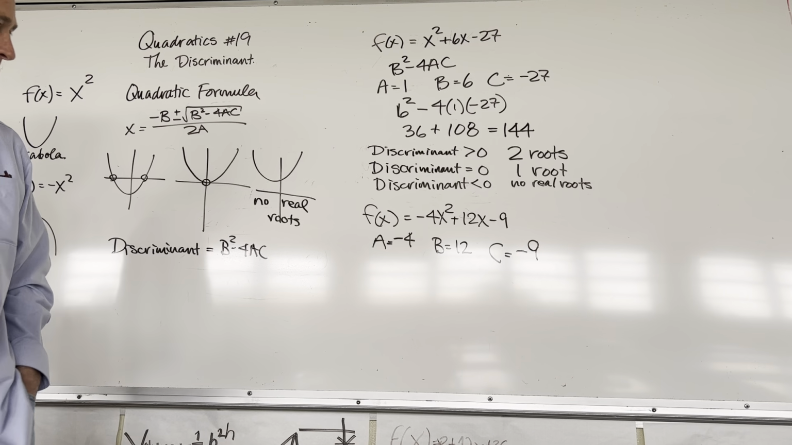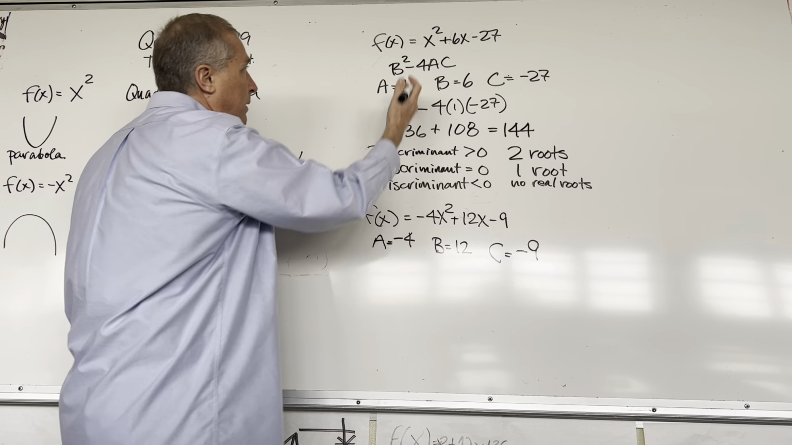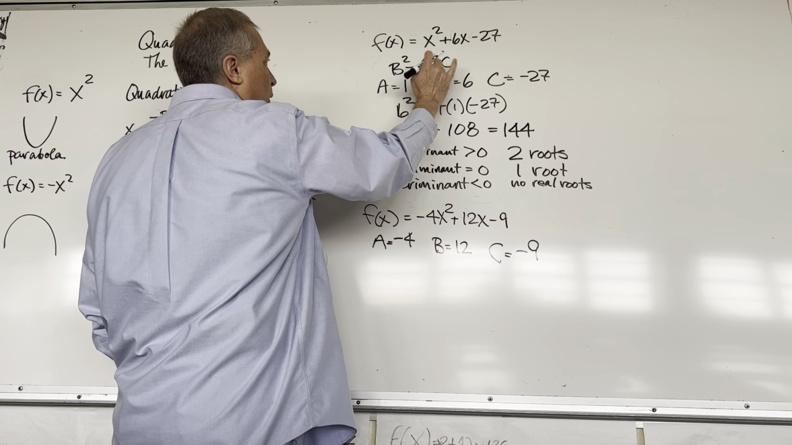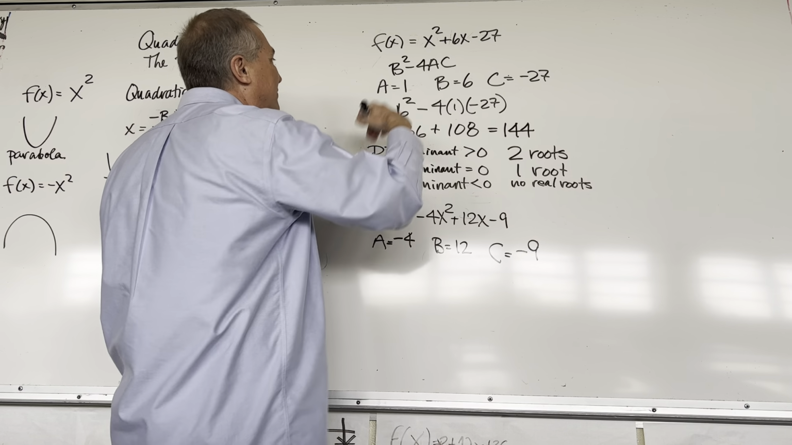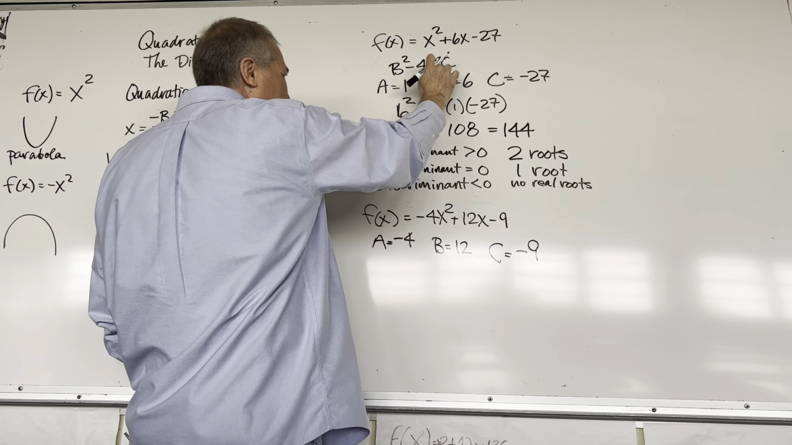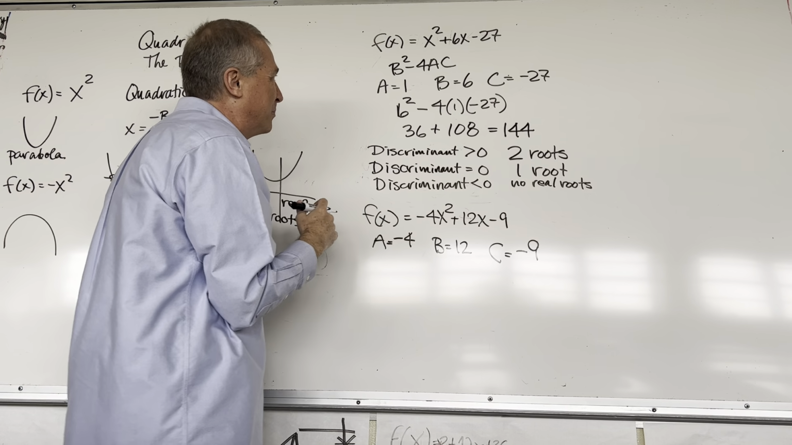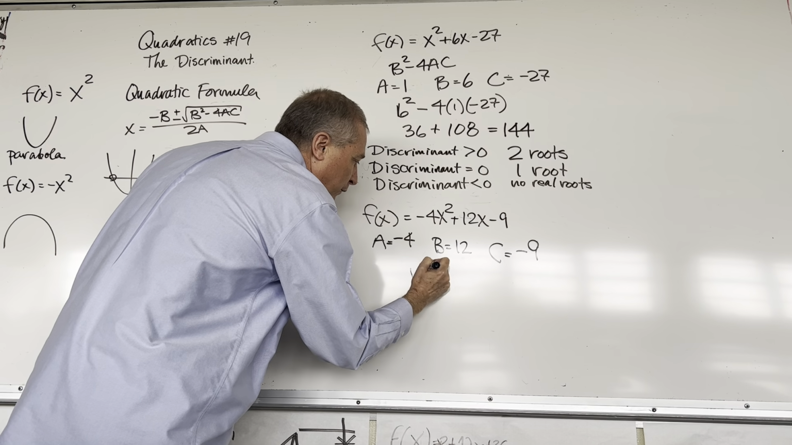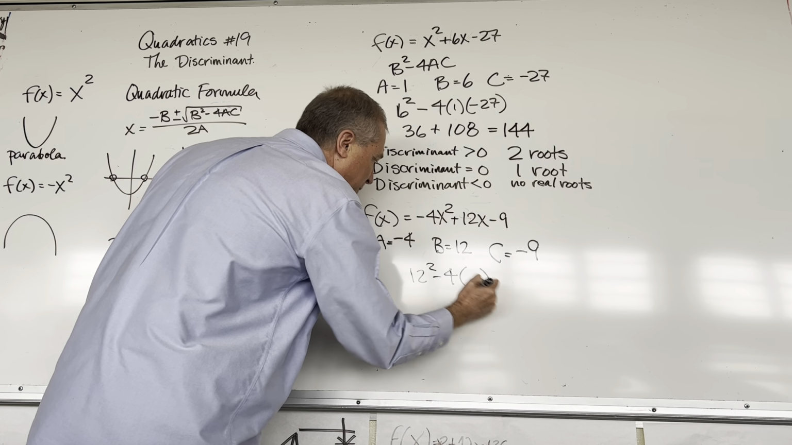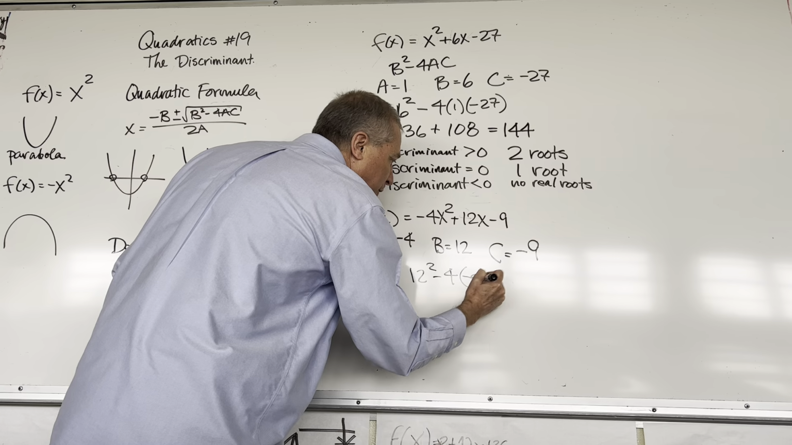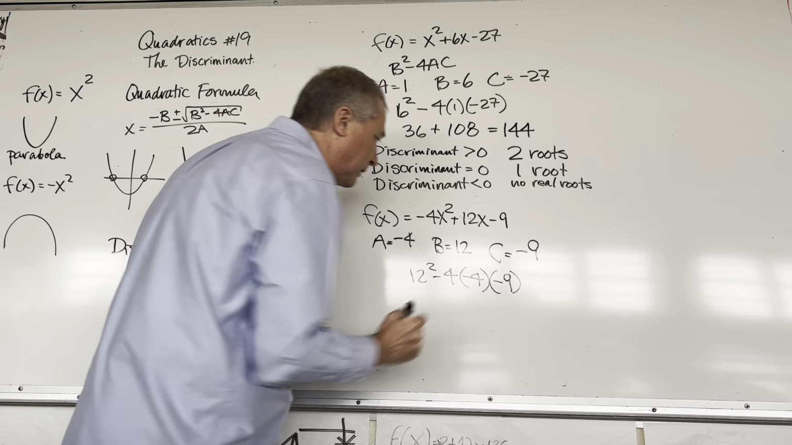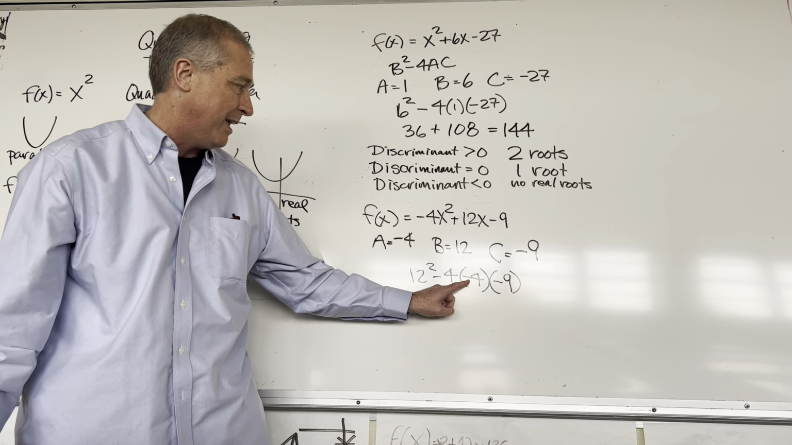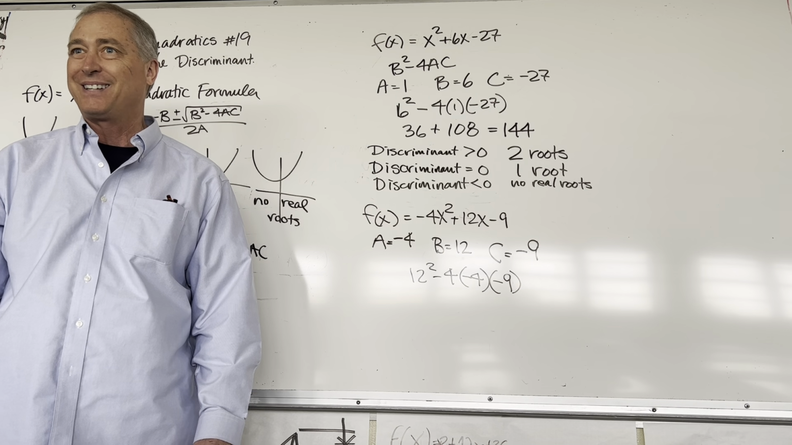It belongs to it. Okay, so fill in the discriminant, which is b squared minus 4ac all over 2a. B squared minus 4ac. What's b squared? 12 squared minus 4 times a, which is negative 4, times c, which is negative 9. Look at all those negatives. Negative times a negative times a negative. What's it going to come out?